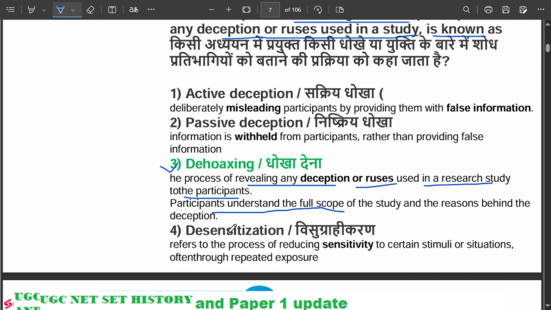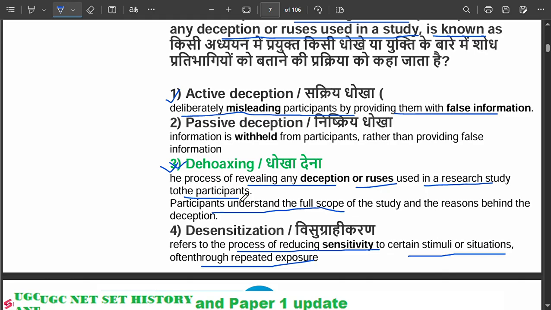Okay. Active deception is deliberately misleading the participants by providing them false information. Okay, this is called active deception. And desensitization refers to the process of reducing the sensitivity to certain stimuli or situations, often through repeated exposure. Okay, this is called desensitization. Okay. Option number 3 was the correct answer, debriefing.